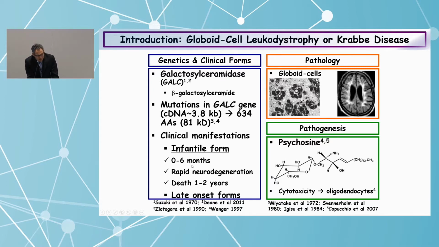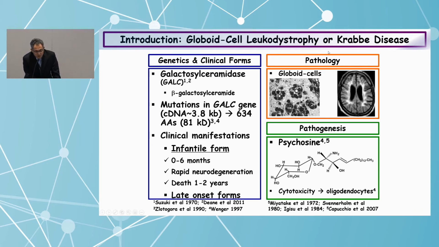So the most prevalent form is the infantile form, which presents between 0 and 6 months of age. A rapid progression of the demyelination and significant compromise in patients, who end up dying between 1 and 2 years old. The late onset forms are now recognized today, and more patients are being diagnosed and identified with those forms.